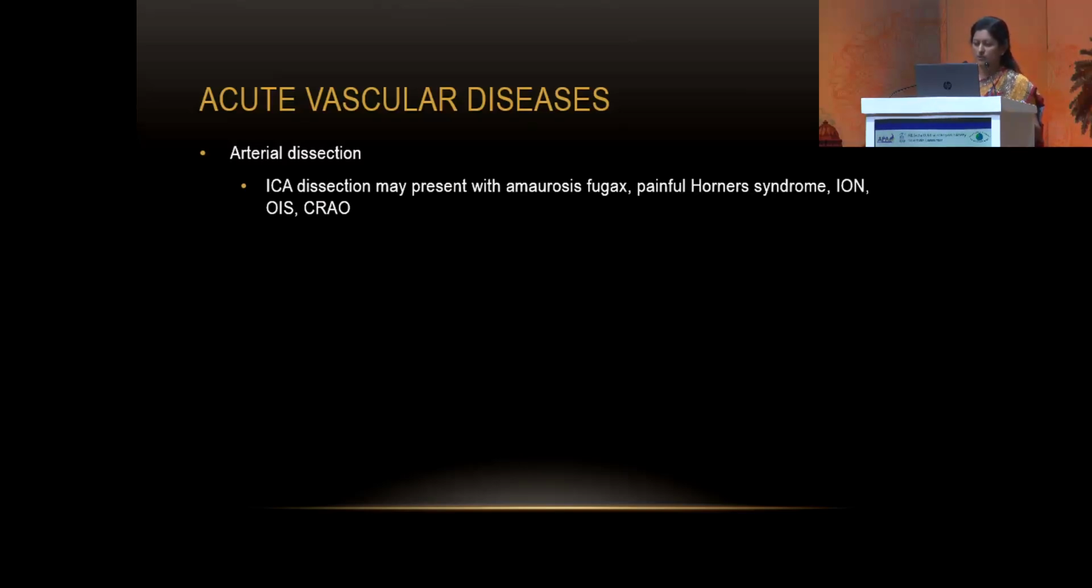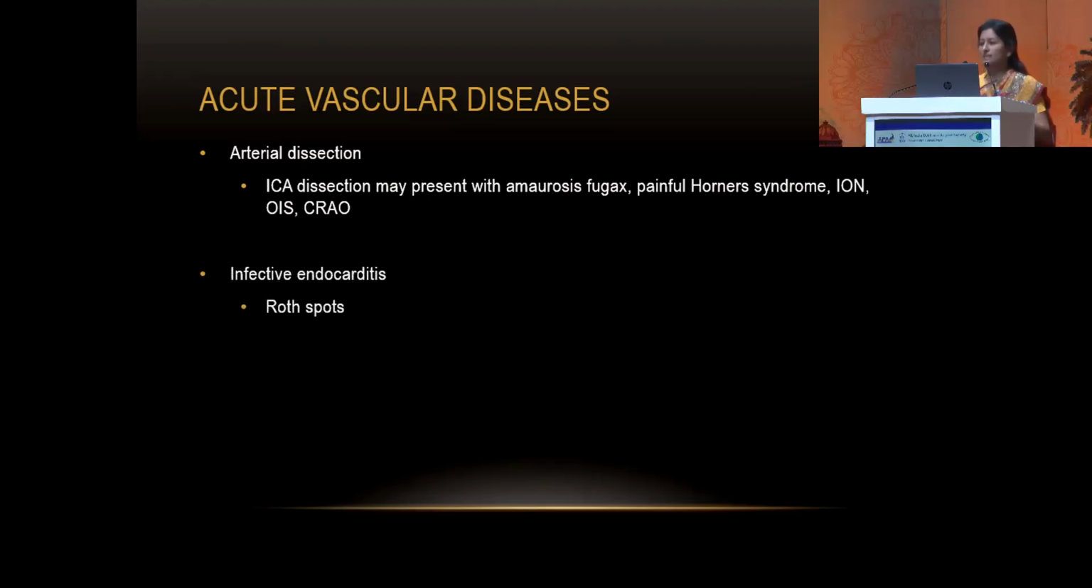Acute vascular diseases, arterial dissection, not very common but life-threatening, and though they usually present to the cardiologist, they may on retrospective history taking reveal episodes of amaurosis fugax. A painful Horner's is something which should alert you, and of course ischemic optic neuropathy, ocular ischemic syndrome, or even CRAO may occur concomitantly or may precede the episode.